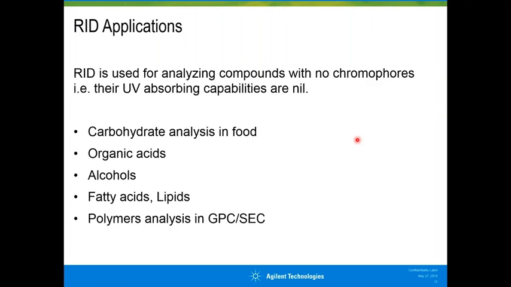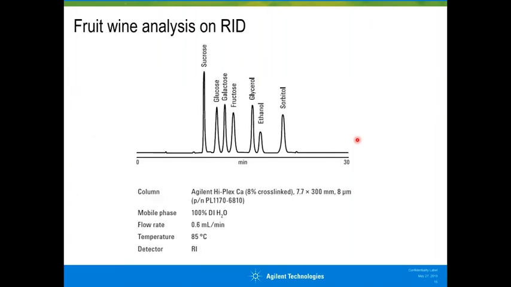Now, RID detectors are also commonly used in polymer analysis in GPC and SEC. So basically, a size exclusion chromatography column can be connected on an HPLC, and polymer analysis can also be done using an RID detector. What information this RID would give you is basically information regarding the molecular weight of the polymers. So RID can also be used for such applications. Let's discuss in detail some of the applications of HPLC using an RID detector.